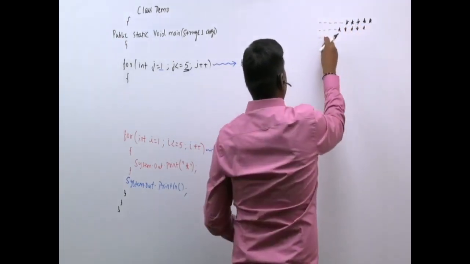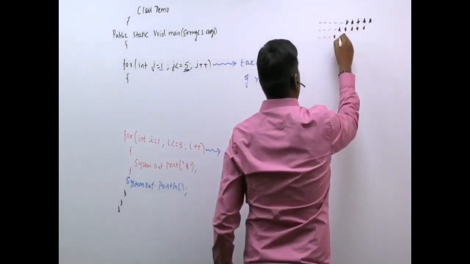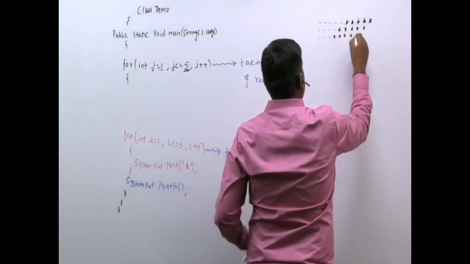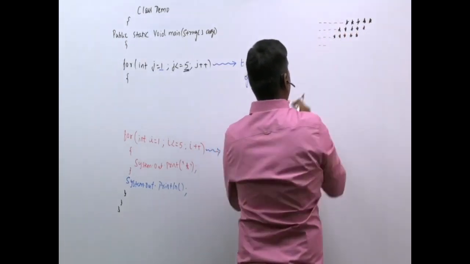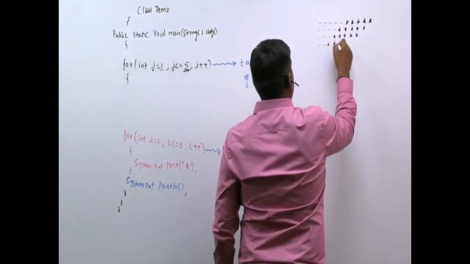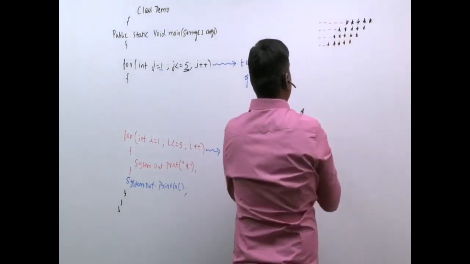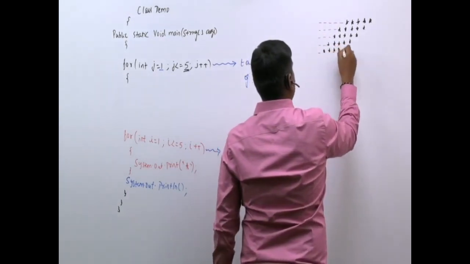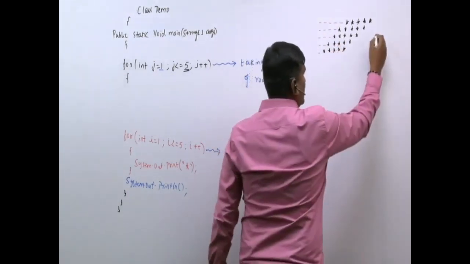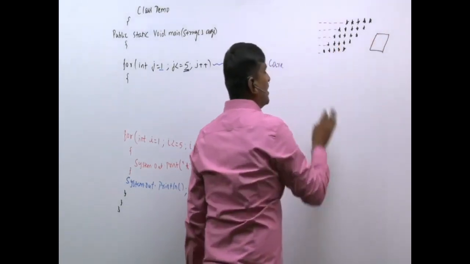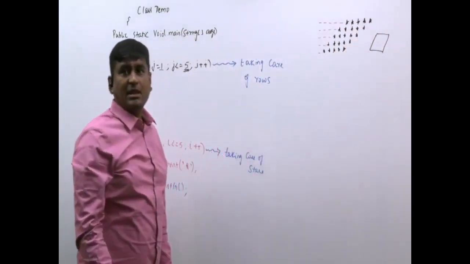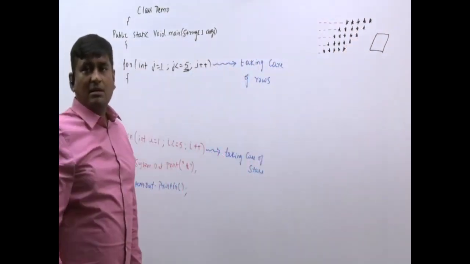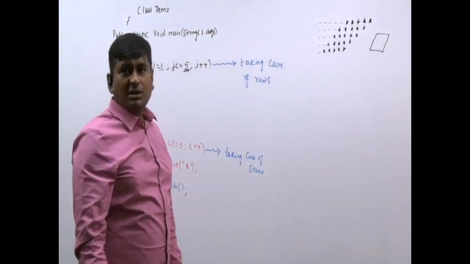Next 3 spaces followed by 5 stars. Next 2 spaces followed by 5 stars. Next 1 space followed by 5 stars like this. You can notice this looks something like this, a parallelogram tilted towards right. So that is the output that I want by executing the program.